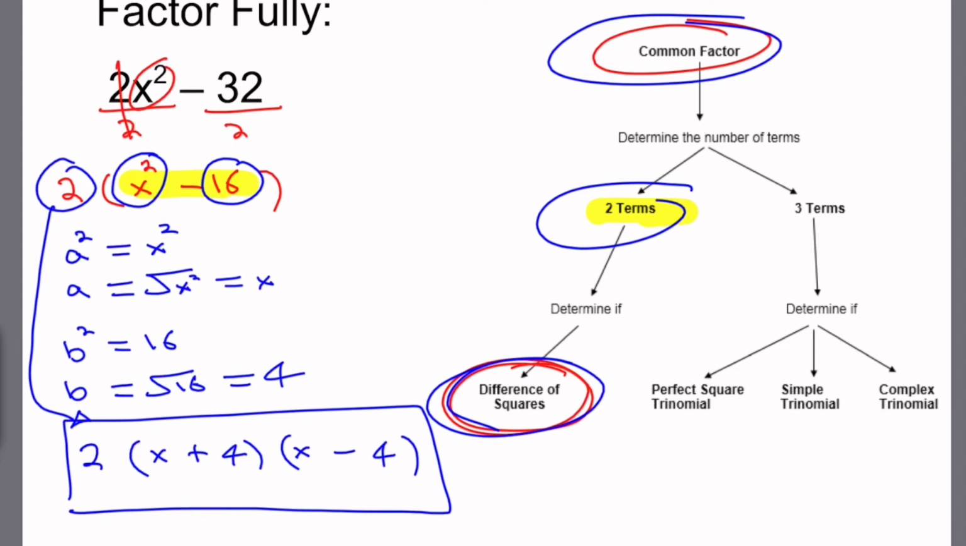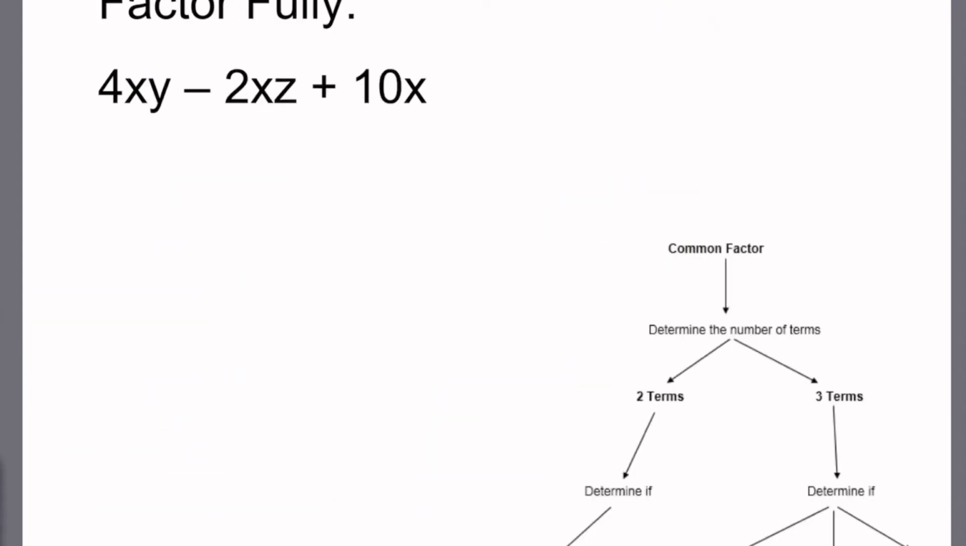Okay, next example, we're going to factor this thing fully. Step 1, like always, common factor if you can. So let's common factor out of this thing. So out of a 4, 2, and 10, it looks like we can take out a 2. And out of the variables, there's at least one x in each one. And we can't take out y's, and we can't take out z's, so that's as much as we can take out.